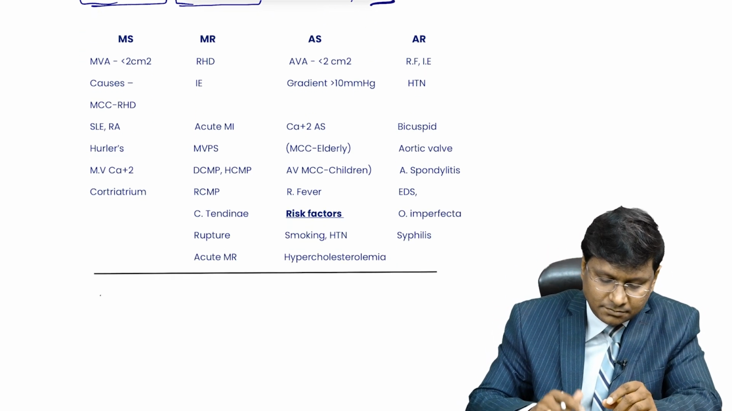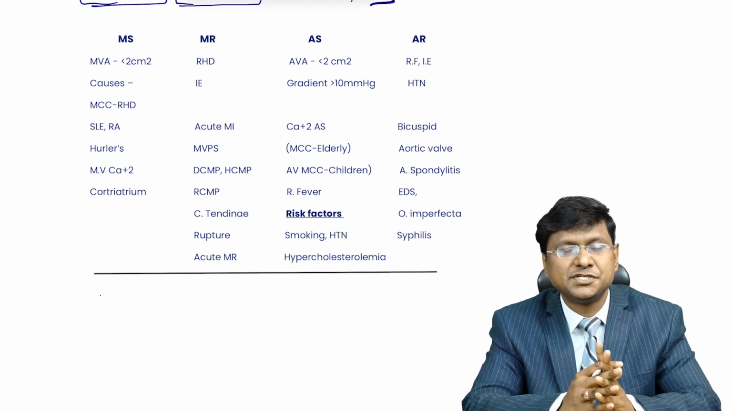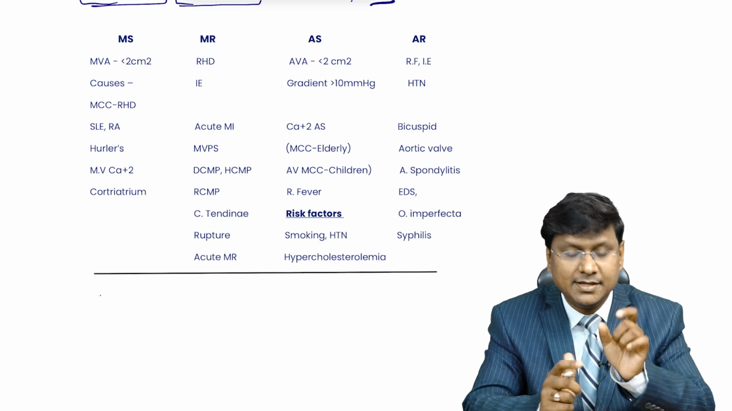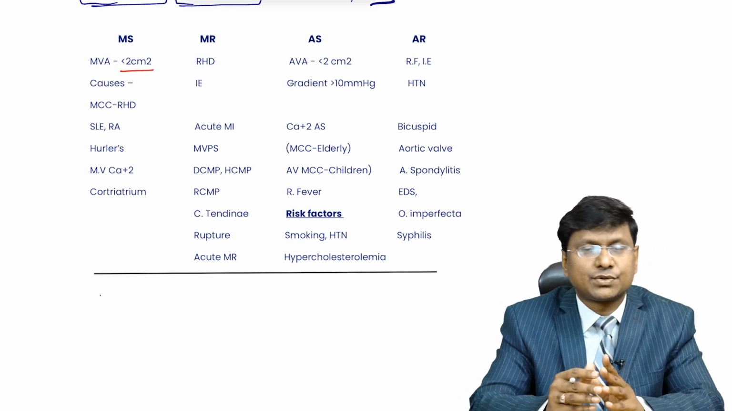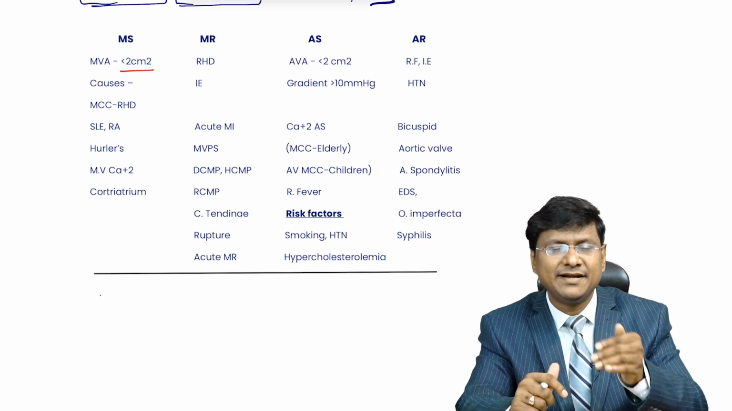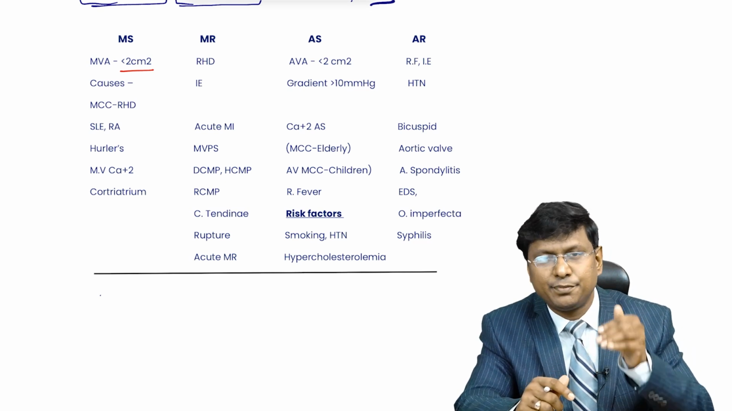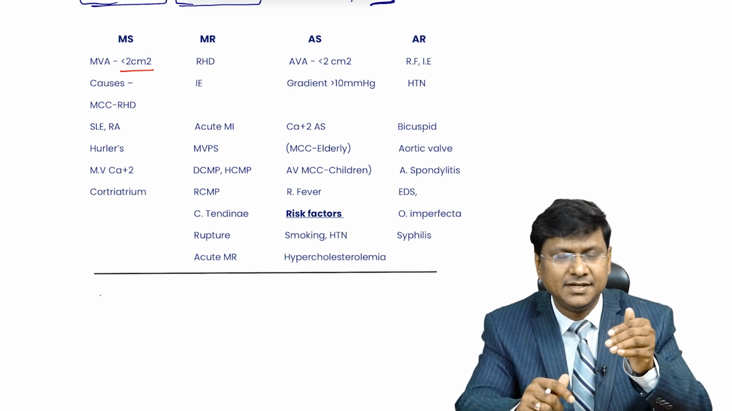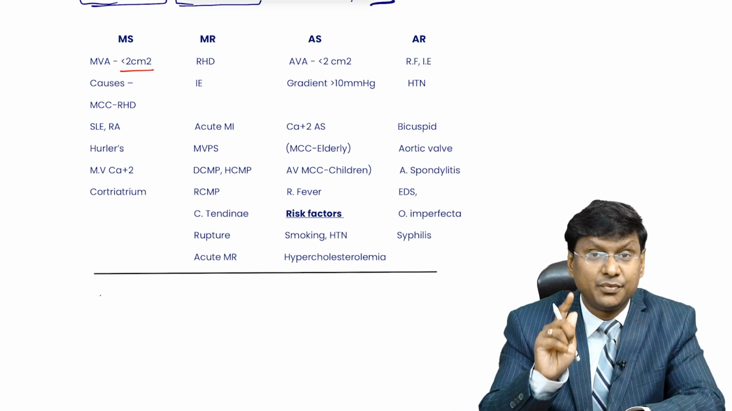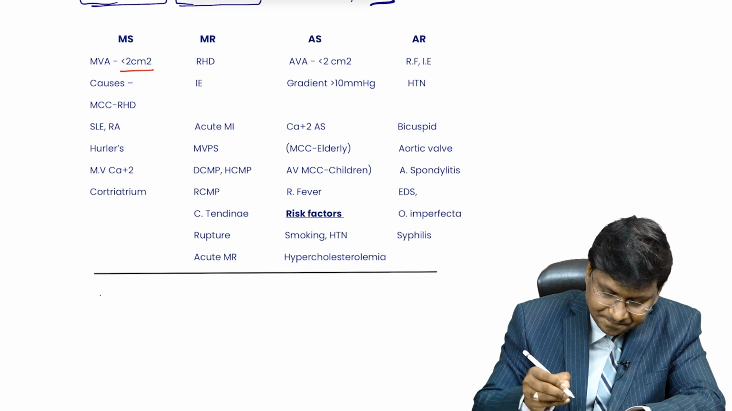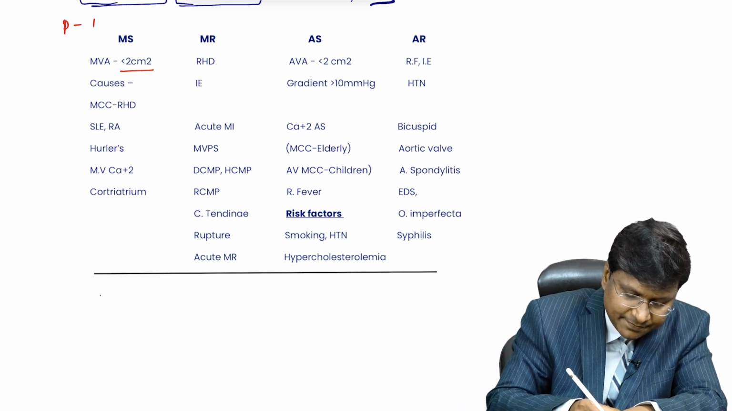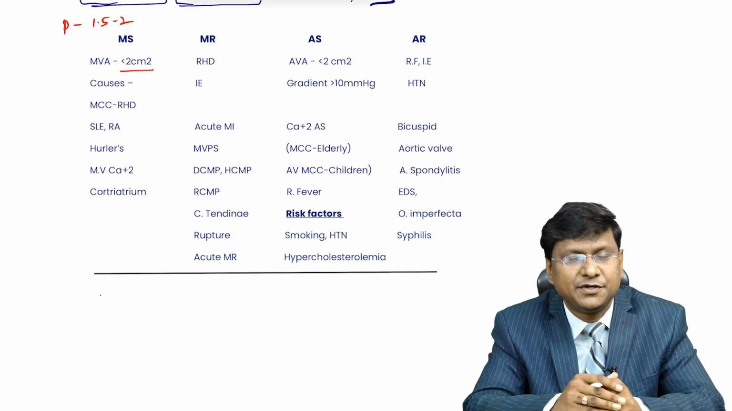Now, coming to mitral stenosis first. Mitral stenosis is where the valve area is reduced to less than 2 centimeters squared. We classify mitral stenosis into progressive, severe, and very severe. Progressive mitral stenosis is where the valve area will be 1.5 to 2 centimeters squared.